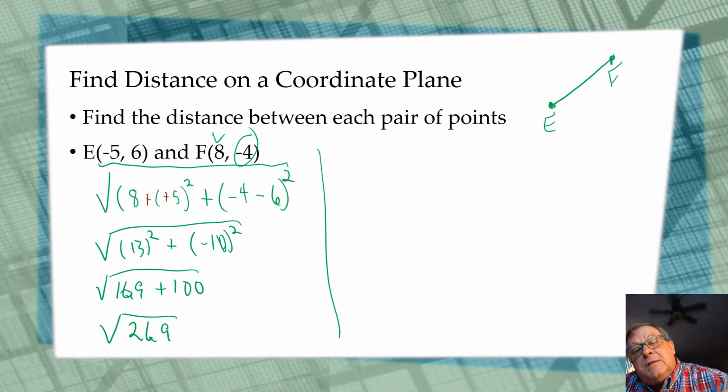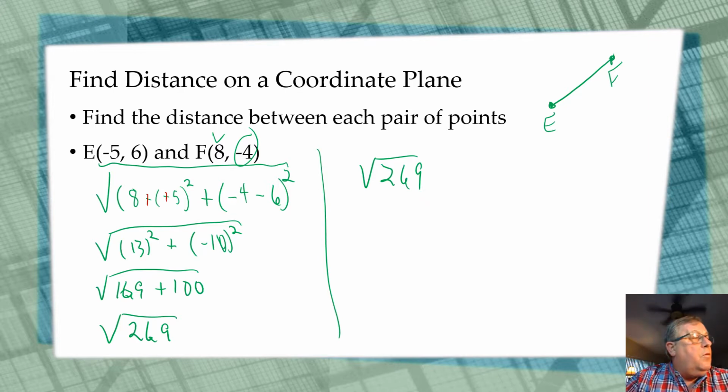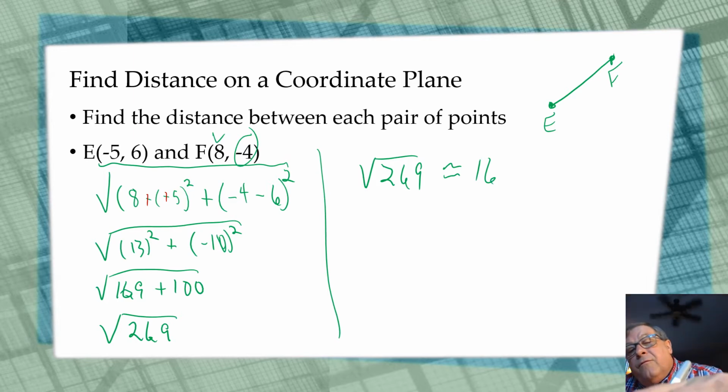So the answer then is the square root of 269, and if I were to determine approximately that value, let's see, I'm going to put that in my calculator. We're going to take the square root of 269, and that's equal to approximately 16.4 units.